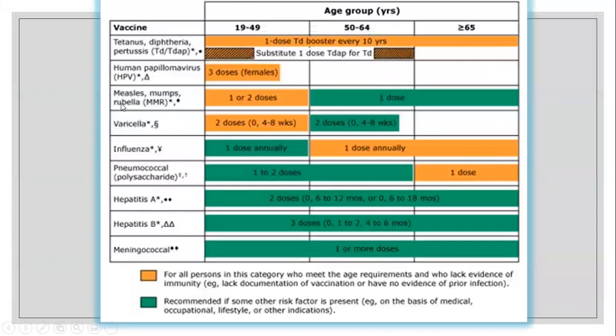Measles, mumps, rubella. These three vaccines together are called MMR. We prevent measles and mumps. Varicella for chickenpox, influenza for flu, pneumococcal can prevent pneumonia. Hepatitis A and hepatitis B prevent hepatitis, and the meningococcal vaccine can prevent meningitis.